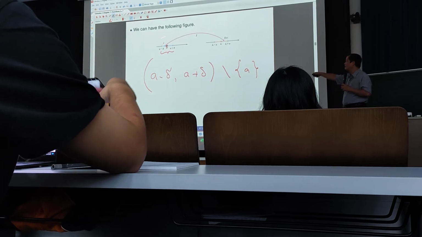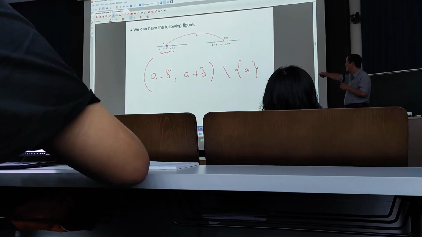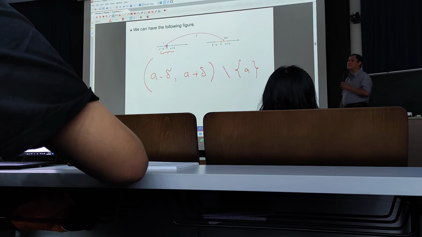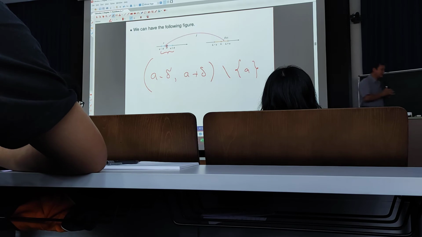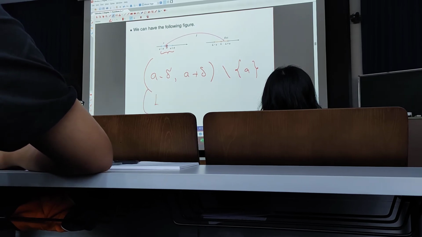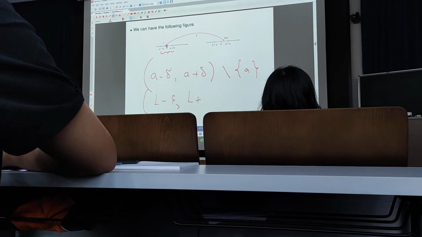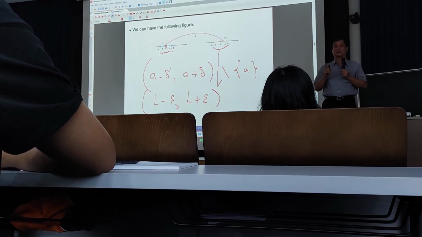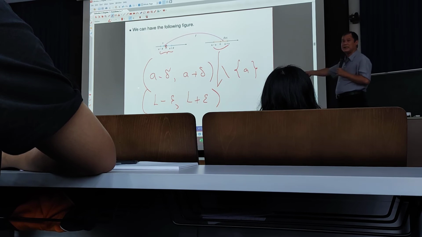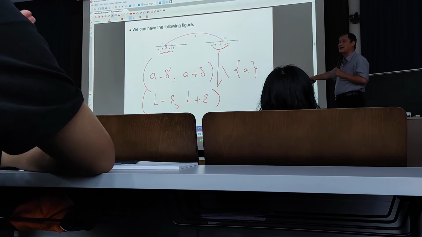f of x is in the interval (L minus epsilon, L plus epsilon). The two intervals (a minus delta, a plus delta) and (L minus epsilon, L plus epsilon) are called the neighborhood of a with radius delta, or the neighborhood of L with radius epsilon.